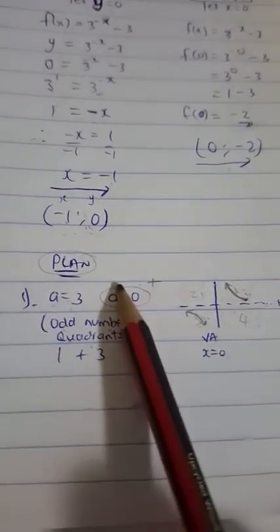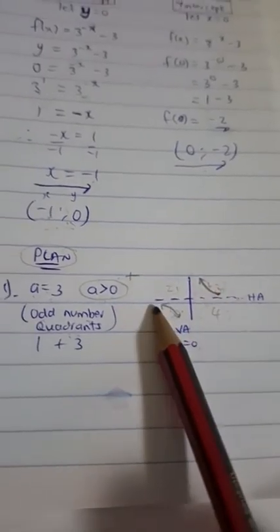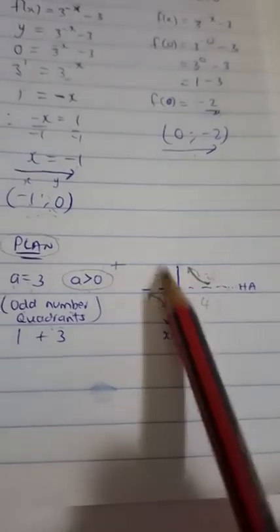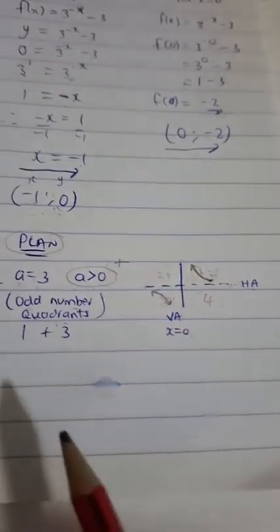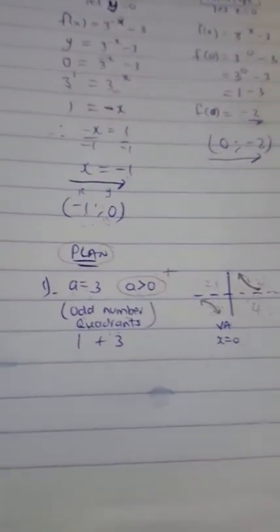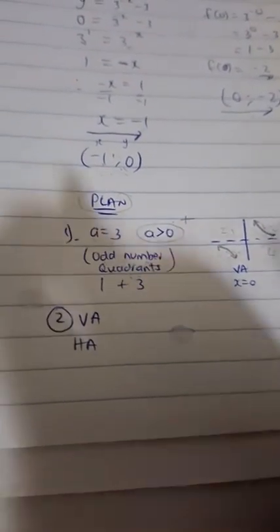So if my a value is positive, it means that my function is found in the first and third quadrant, according to the asymptotes. The asymptotes show me the quadrants. So that's why I need to make sure my asymptotes are clearly stated and are there. Number 2. Now I need to indicate what the vertical asymptote and the horizontal asymptote are, the equations of the asymptotes, for my hyperbola function.